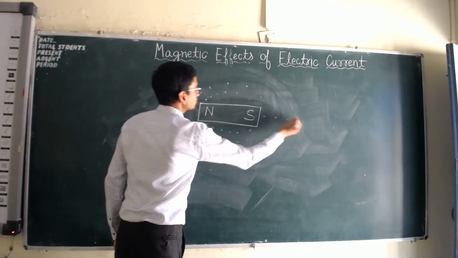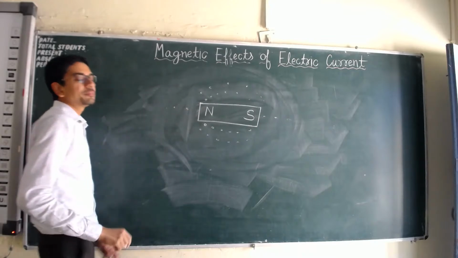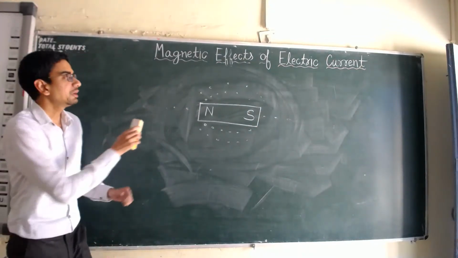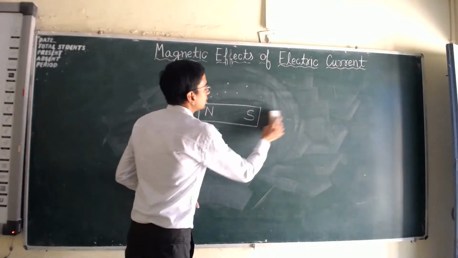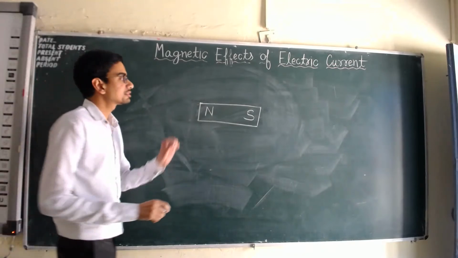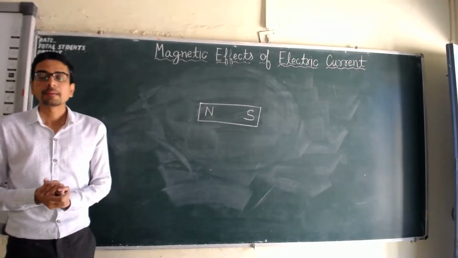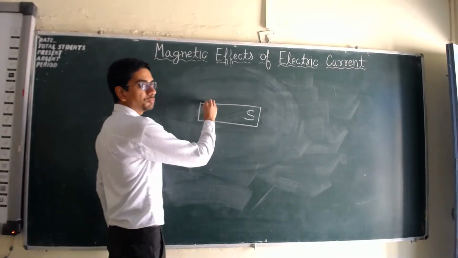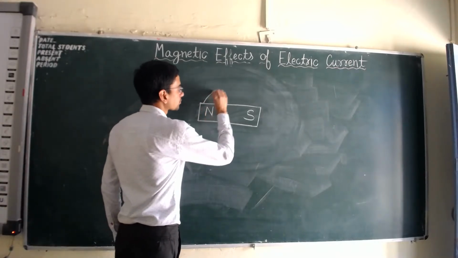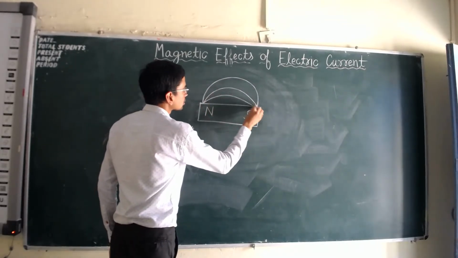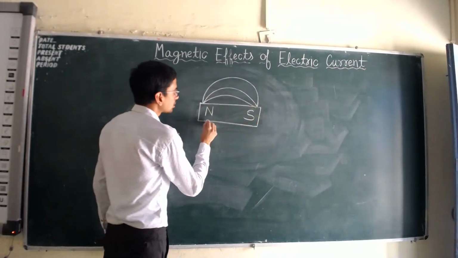Okay, if I make this two lines, it is like, you can see the pattern and the lines of magnetic field. What are magnetic field lines? It will be from like this. Do you understand?